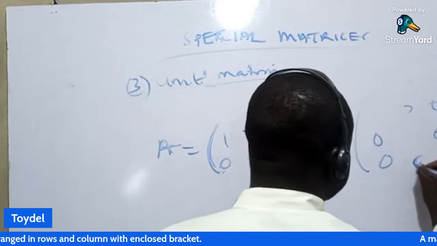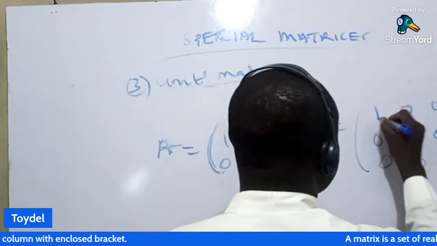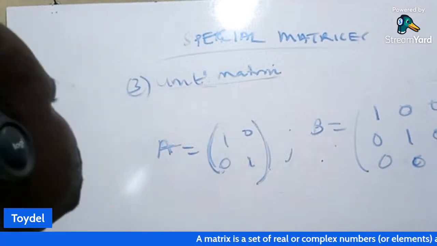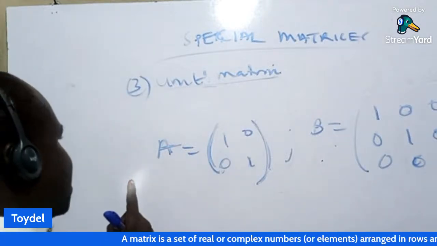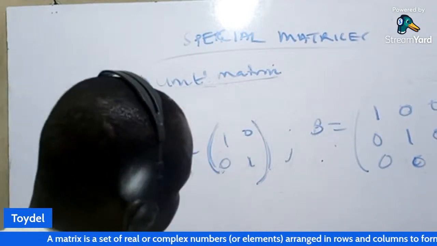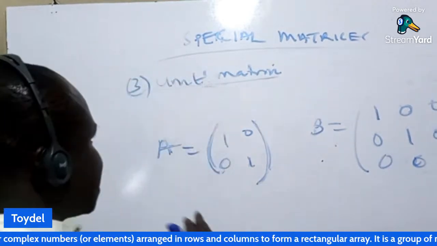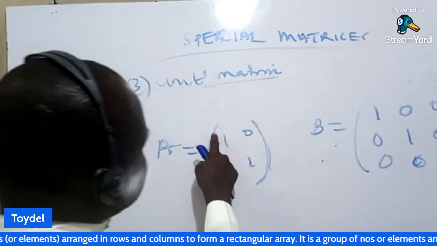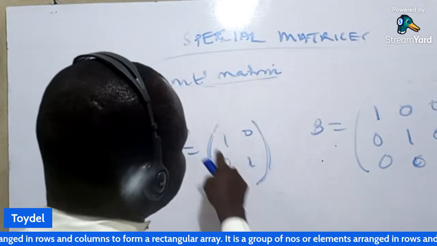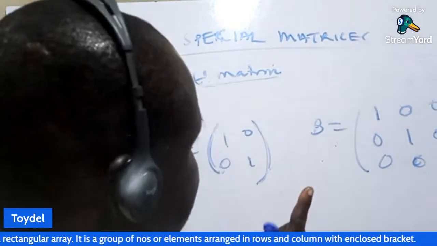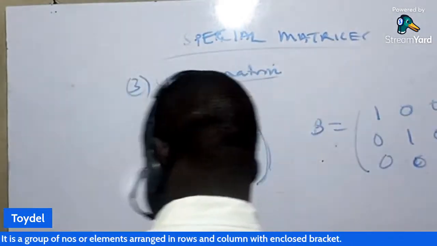In a diagonal matrix, we can have any digits there. But in a unit matrix, it must be unity, 1, 1, 1. So a diagonal matrix and a unit matrix have the same entries, except that in a diagonal matrix, the elements along the leading diagonal could be any value. But in a unit matrix, it must be 1. So this is an example of a unit matrix.